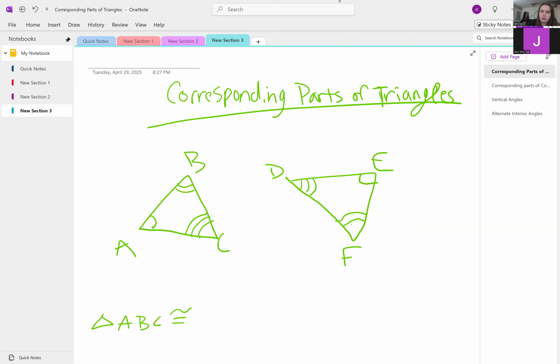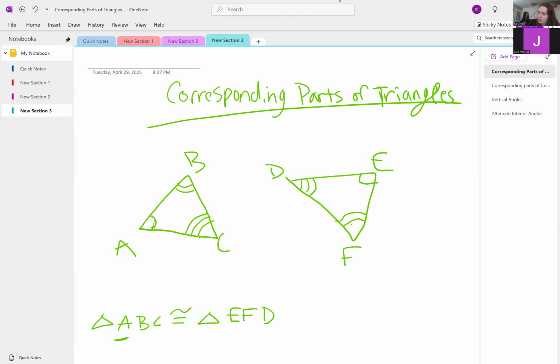Remember, this is the symbol for congruence, the equal sign with the little squiggly on top. Is congruent to triangle. And then this has to match up. So if I'm talking about A first, this angle with the one slash right here has to match up with this angle with the one slash. So we're going to say E. B is the one with two slashes, so we need this one with two slashes. So we're going to go F, and then the last one would be D. Those are in order of each other.